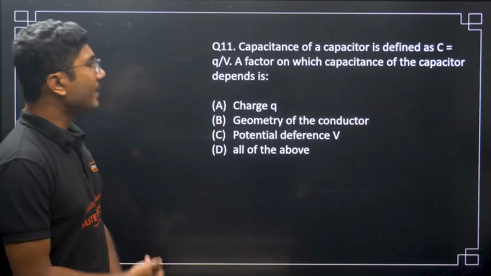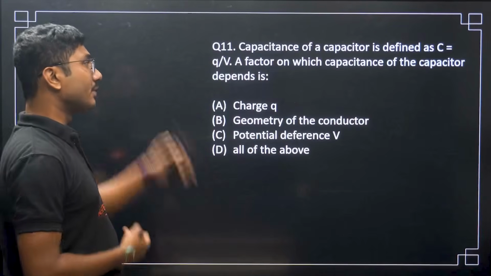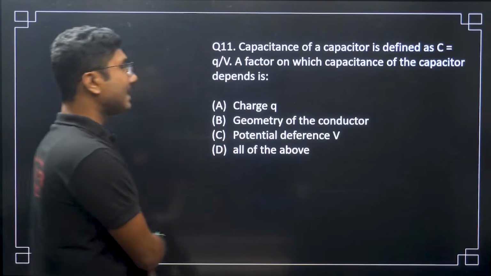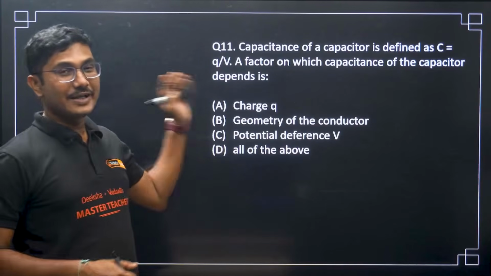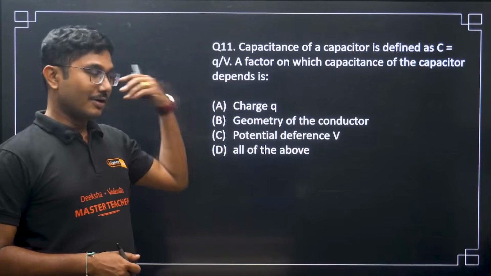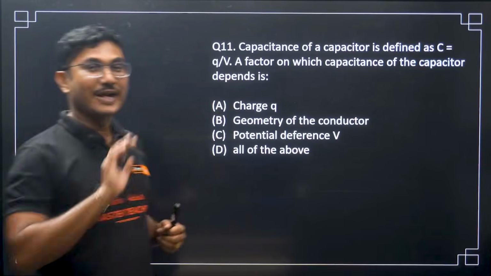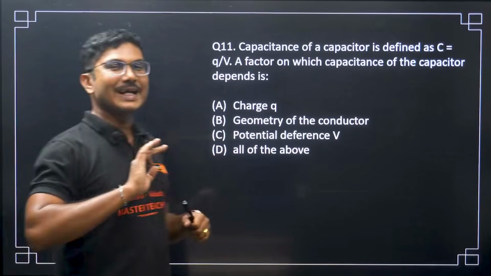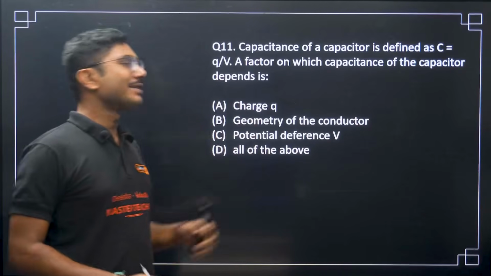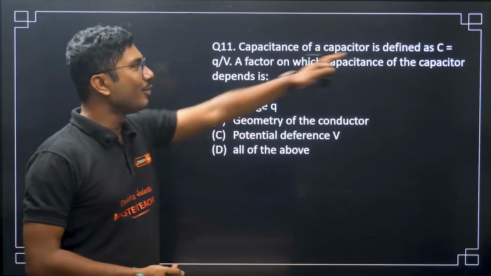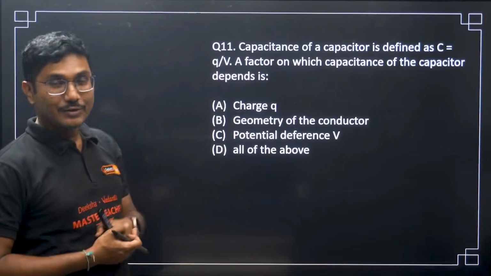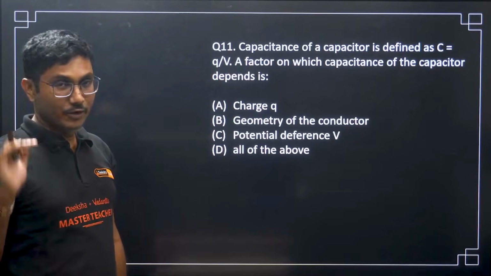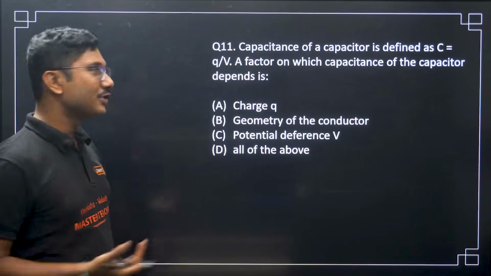The capacitance of a capacitor is defined as C is equal to Q by V. A factor on which the capacitance of a capacitor depends. So this is a very good question which is actually trying to divert your attention by giving this formula. This formula is actually not relevant for this question because even though capacitance equals Q by V, it is independent of charge and voltage.